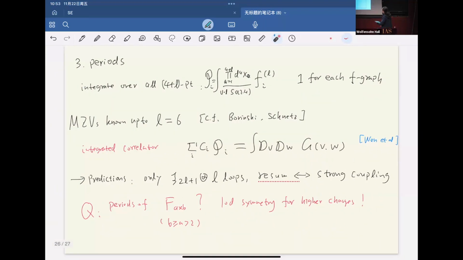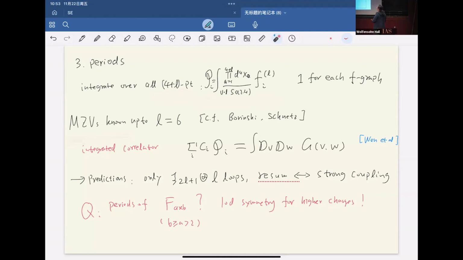And there's another object, of course, an even simpler object, where you integrate over all points. You don't just integrate over the L points and depend on cross ratios. You can choose to integrate over all the 4 plus L points. This will give you some periods, right? Some periods for these F graphs. So for each F graph, after you integrate over all its points, it should give you some multiple zeta values.